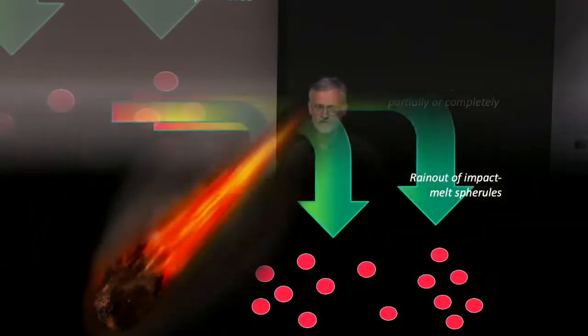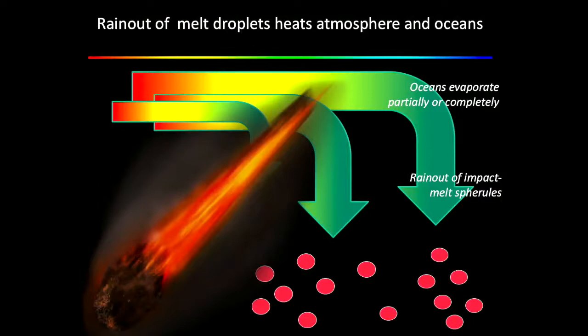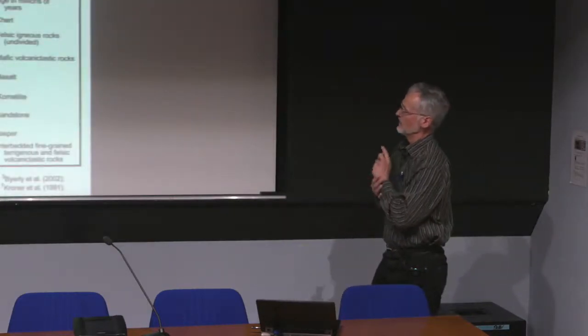This has two consequences. First, as these molten droplets rain down through the atmosphere, they cool and transfer their heat to the atmosphere. The atmosphere becomes a couple of 100 degrees Celsius hot. And the atmosphere, probably within hours to days, in turn transfers its heat to the oceans. And the oceans will start boiling from the top. Okay? And that, of course, then has all kinds of consequences for chemistry and obviously for biology. So I'll come back to that.